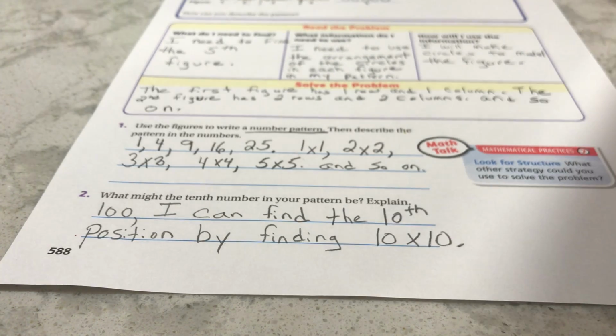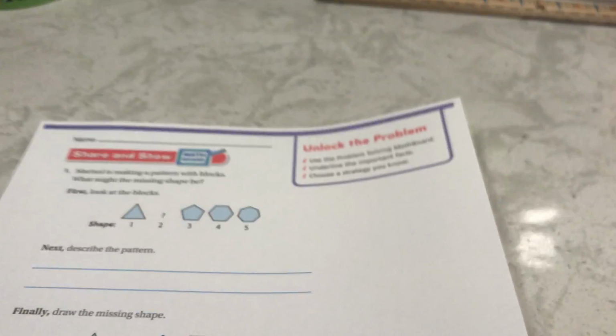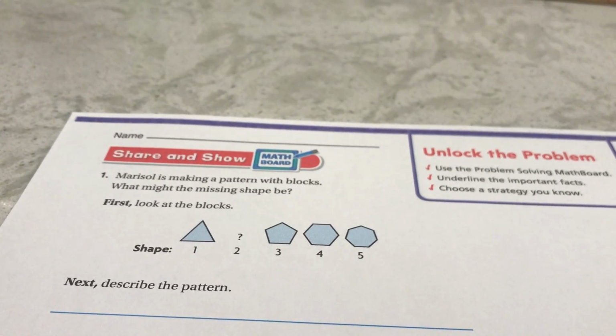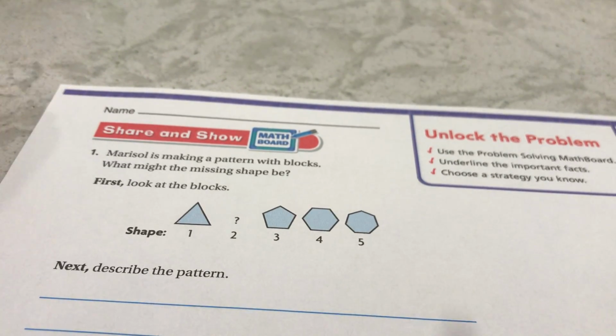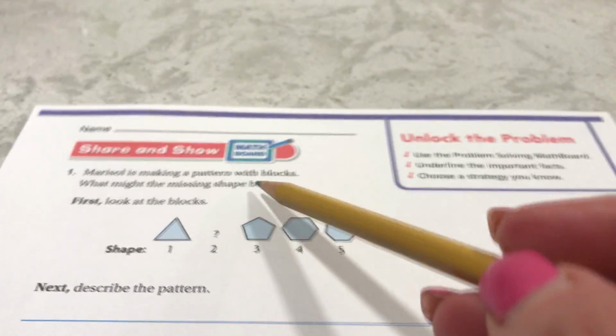All right. So let's move over to page 589, up at the top for the Sharon Show, number 1. And don't forget, guys, you can pause this tape at any time. Marisol is making a pattern with blocks. What might the missing shape be?